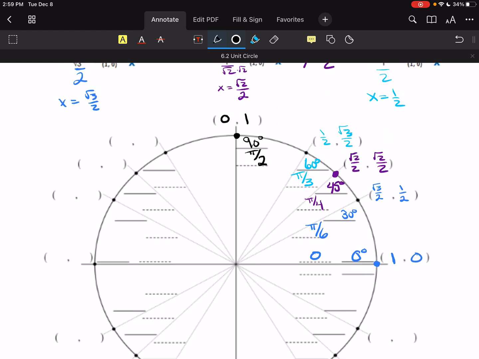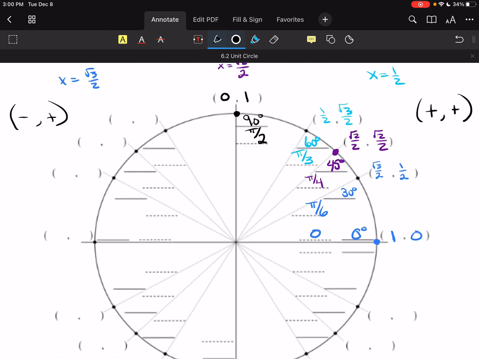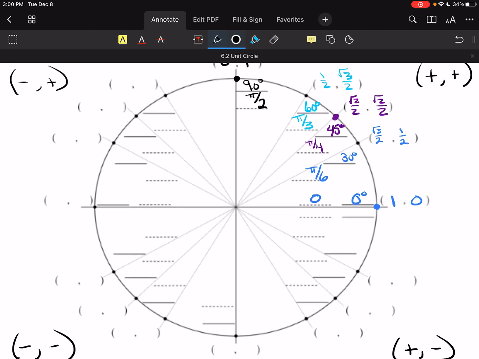So in quadrant 1, we have positive x and positive y. In quadrant 2, we have negative x and positive y. Quadrant 3, negative and negative. And then quadrant 4, positive and negative. So the easiest way to work your way around the unit circle is to pick one and count your way through. So let's start with the 90 degrees. That's always kind of the easiest to start with.